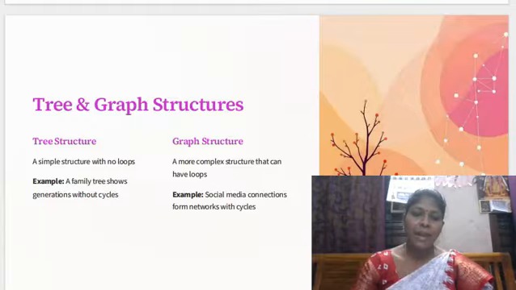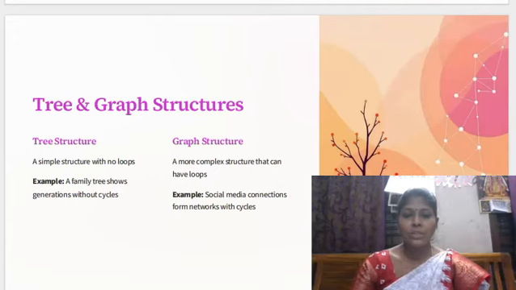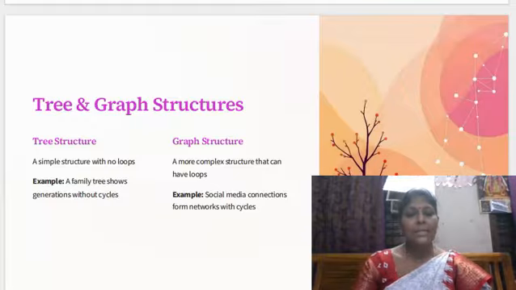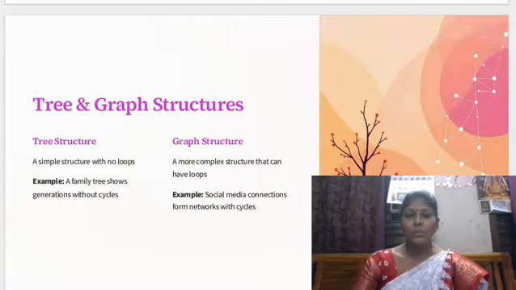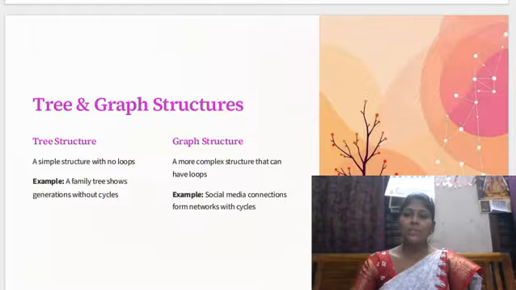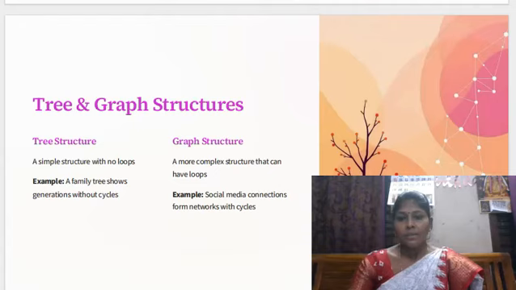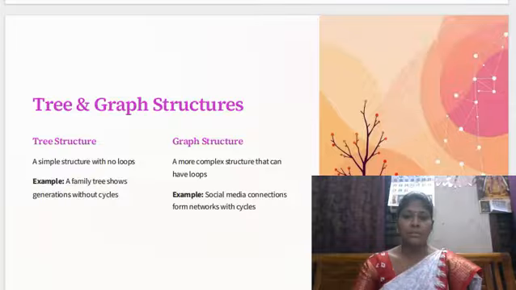For example, a family tree shows generations without cycles, that is a tree structure. A graph structure is more complex and can have loops. For example, social media connections form networks with cycles. So one of the best examples for the graph structure is social media, and the family tree is the best example for the tree structure. So I repeat, a tree is a simple structure with no loops, but a graph is more complex and can have loops. Example: family tree for tree, and social media for graph.